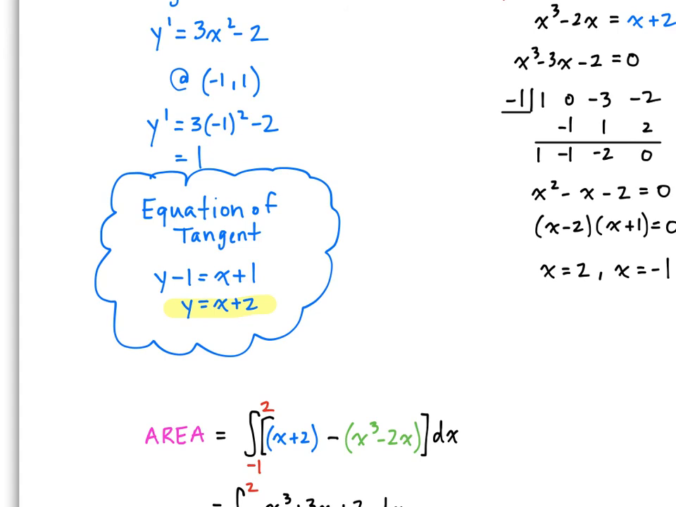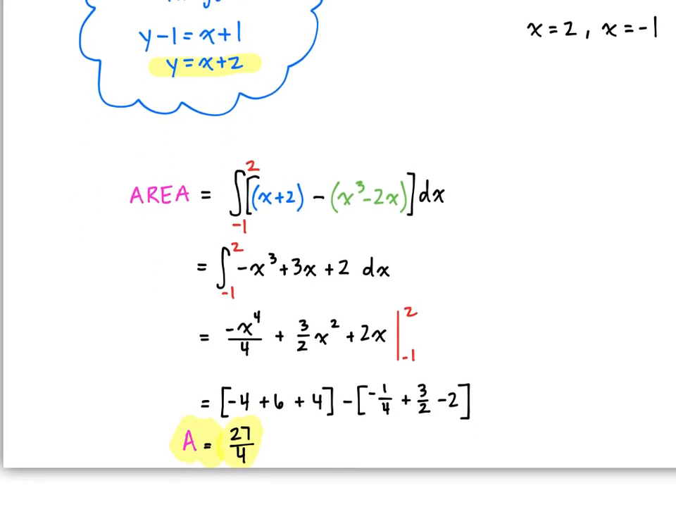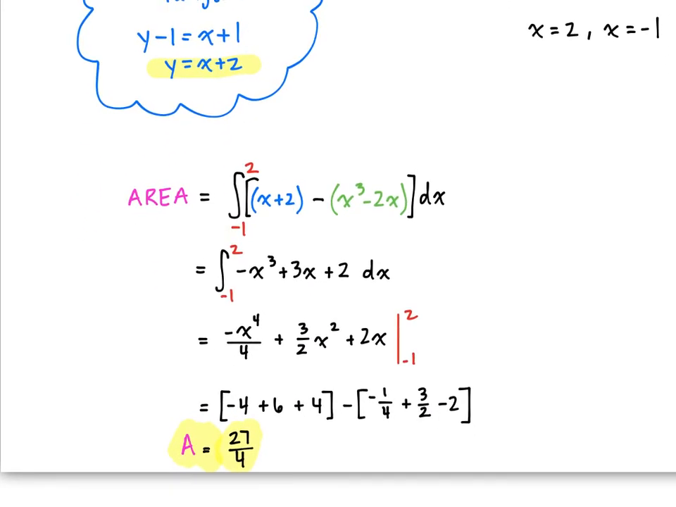All right, and as we continue on, we could go ahead and integrate this, cleaning this up and gathering our like terms. We're really integrating from -1 to 2 of -x cubed plus 3x plus 2. Go ahead and verify that in the end, you end up getting the area to be 27/4.